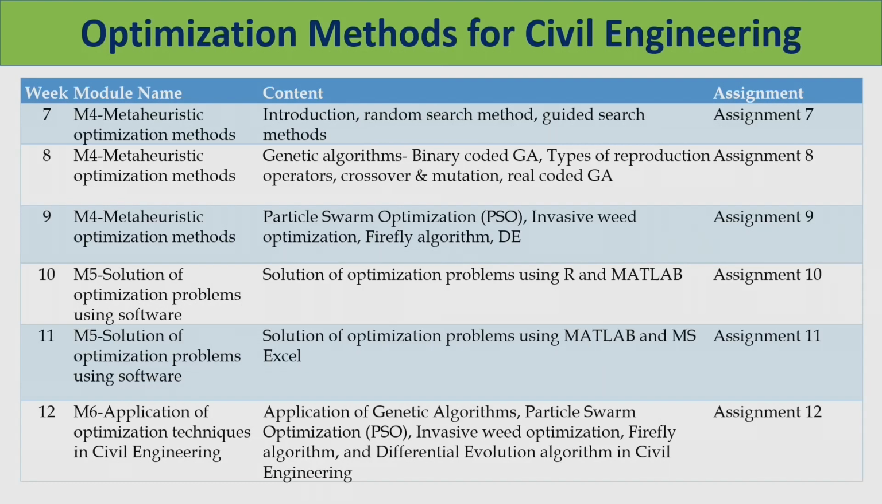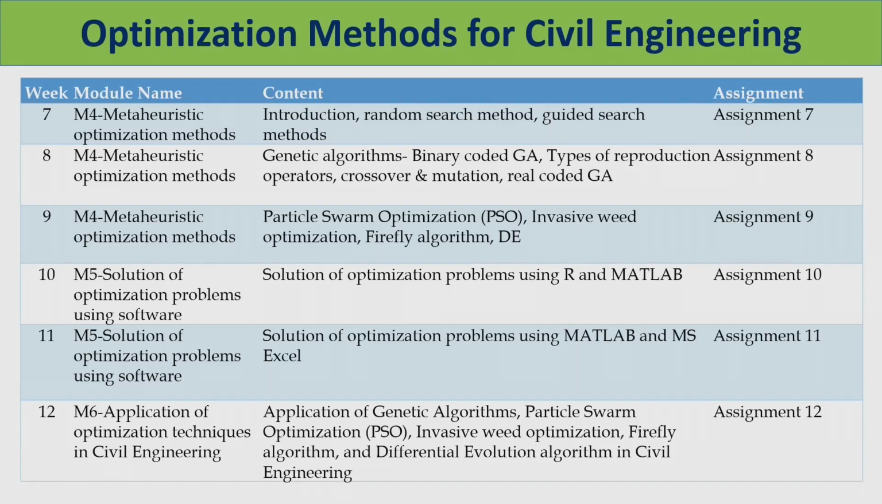Then week 8 we will discuss genetic algorithm. We have two types of genetic algorithm: one is binary coded genetic algorithm, one is real coded. That also we will discuss, and we have an assignment from this content, and that is assignment number 8. On the 9th week, we will continue our discussion on meta-heuristic optimization methods. Here we will discuss particle swarm optimization, PSO, then invasive weed optimization, firefly algorithm, and we will have an assignment.